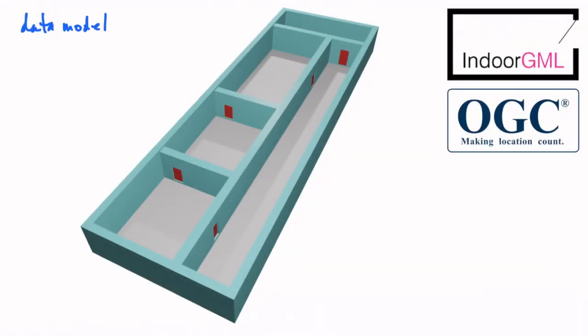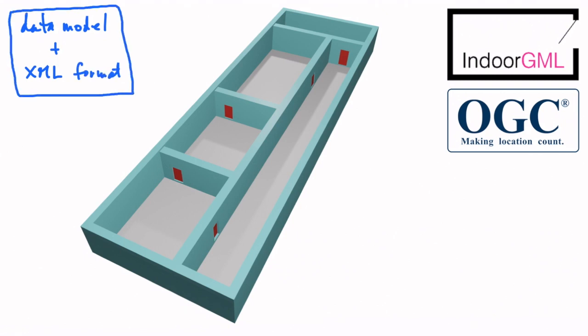But first, let's start by defining what IndoorGML files are. IndoorGML is both a data model and an XML-based exchange data format for modeling indoor spaces. What's special about it is that it has an emphasis on navigation applications. It's a standard of the OGC. It was first standardized in 2015, and the current version is version 1.0.